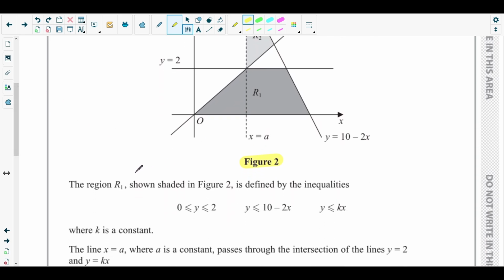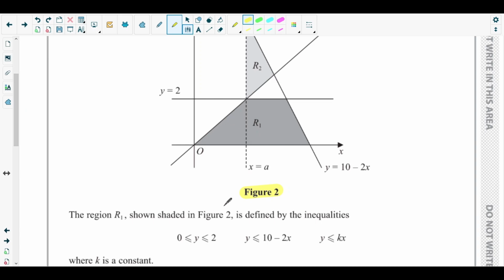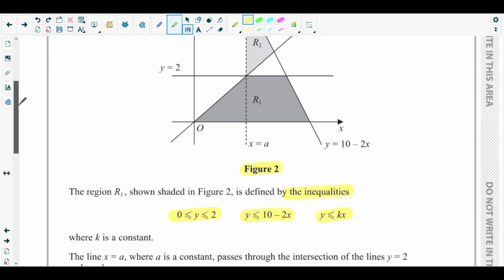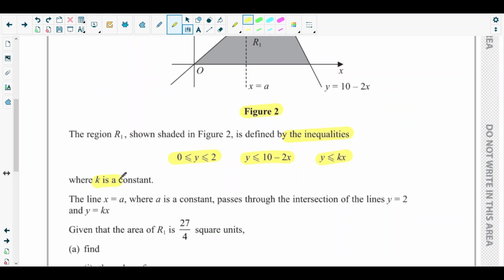The region R1 is shown shaded in the figure. Region R1 is defined by the inequalities y greater than or equal to 0, y less than or equal to 2, y less than or equal to 10 minus 2x, and y less than or equal to kx, where k is a constant.